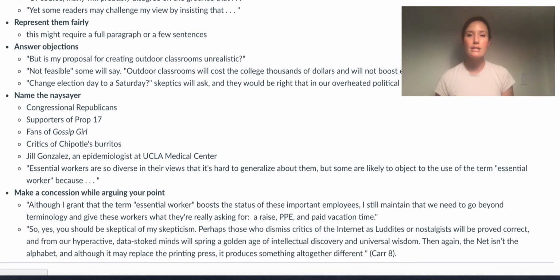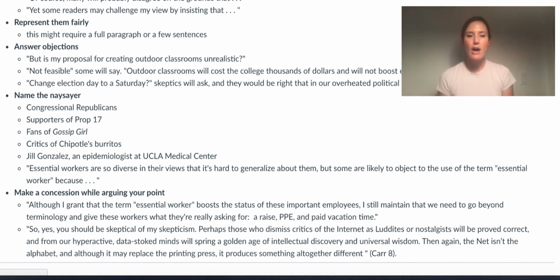So it's good if you can state their first name and their last name and why they're some sort of authority figure. So you could say something like, Jill Gonzalez, an epidemiologist at the UCLA Medical Center, argues X or believes this, but, and then include why you disagree with her points or why you agree with some of her points, but not all of them.